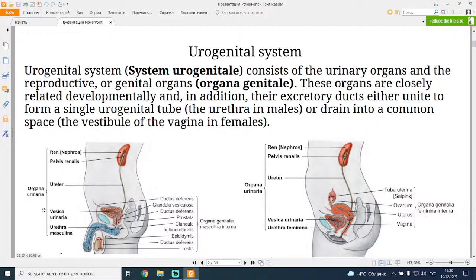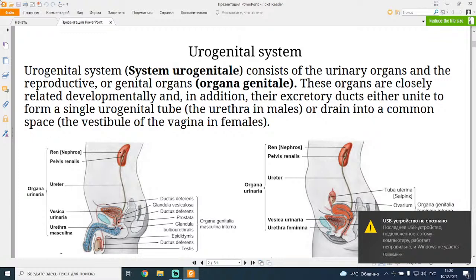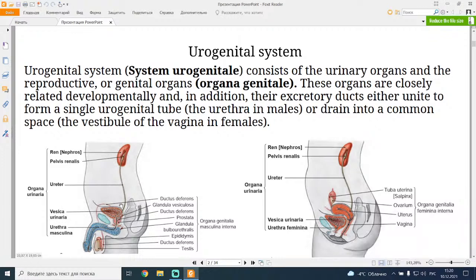Organa urinaria in males include ren, pelvis renalis, ureter, vesica urinaria, urethra masculina. Organa urinaria in females: ren, pelvis renalis, ureter, vesica urinaria, urethra feminina.